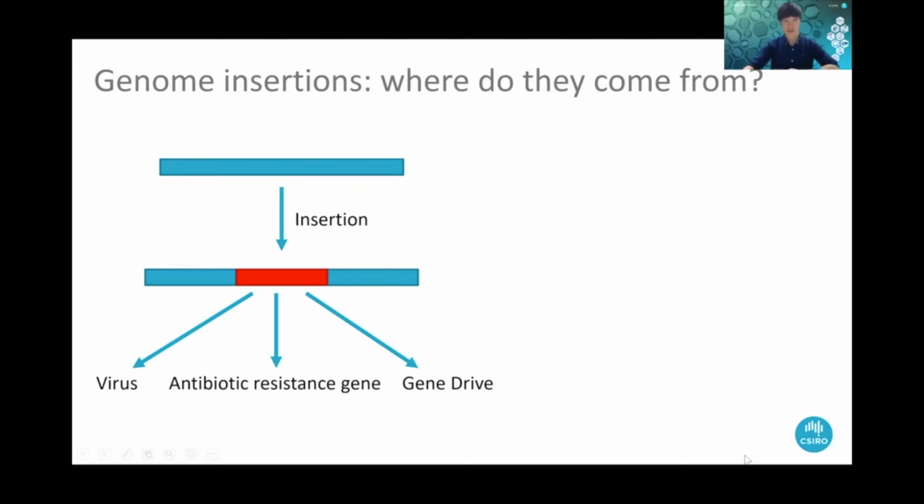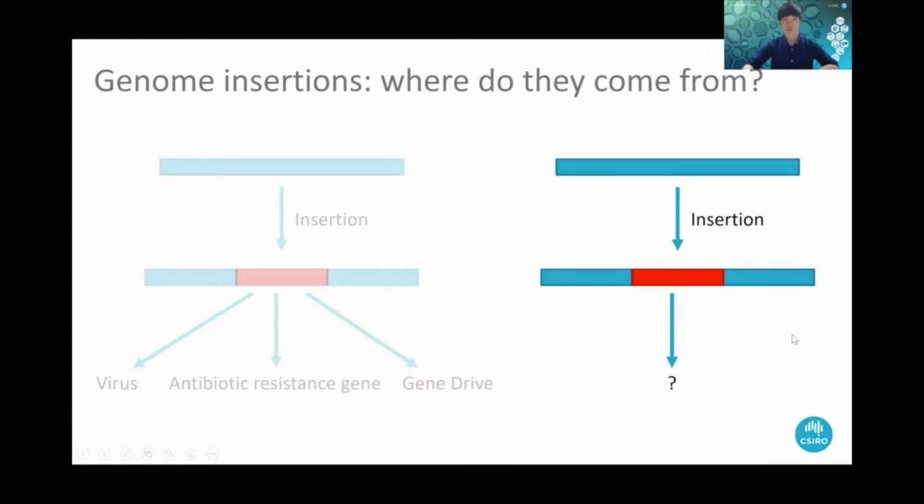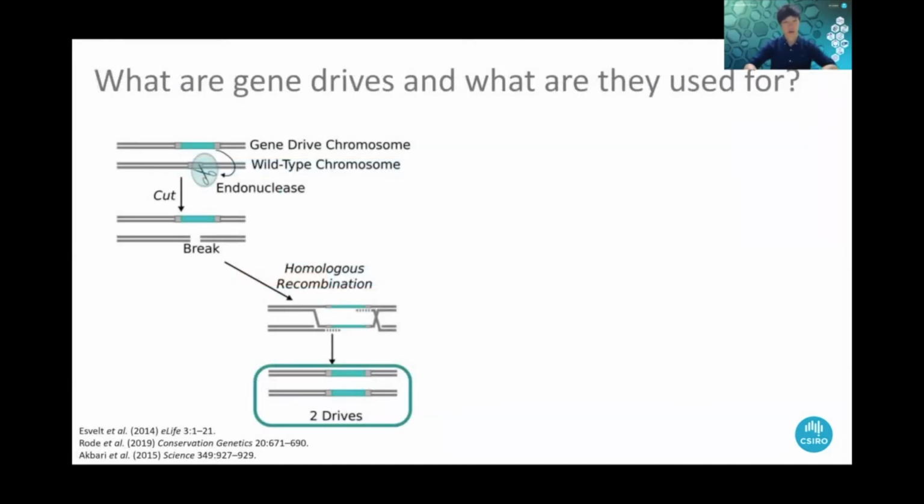So given that insertions can come from various places, the next question we had was, how do we know whether something has been inserted into the genome? And more precisely, can we tell where it has been inserted? To illustrate why we are interested in this question, I'll focus on gene drives and how they can be used to manage wild populations.